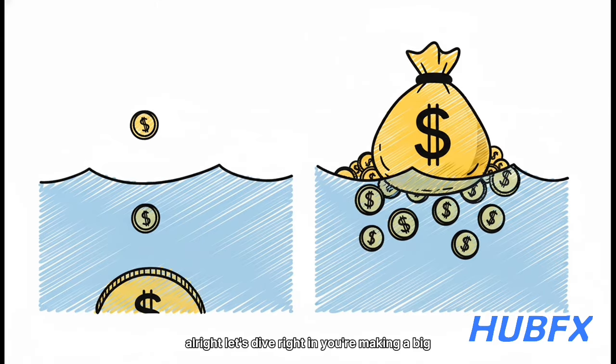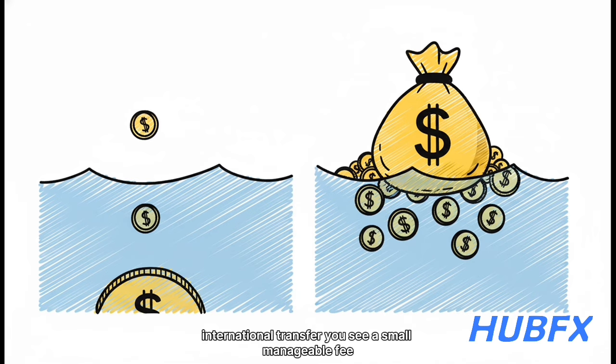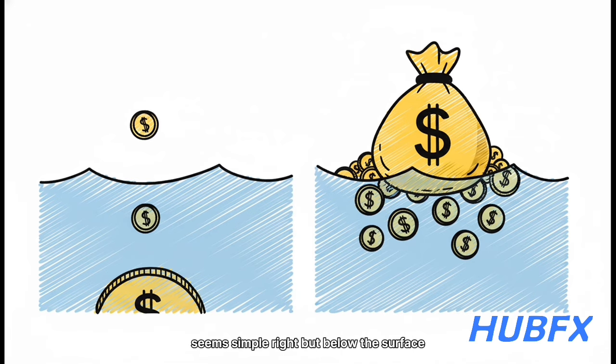You're making a big international transfer. You see a small, manageable fee. Seems simple, right? But below the surface, the actual cost can be, well, 100 times that. So the real question is, how are banks hiding such a massive charge?